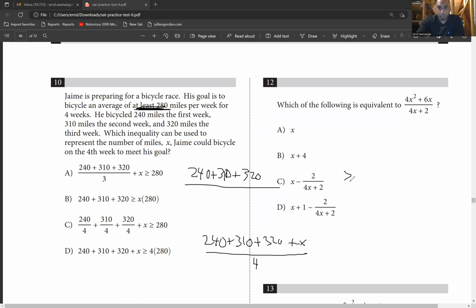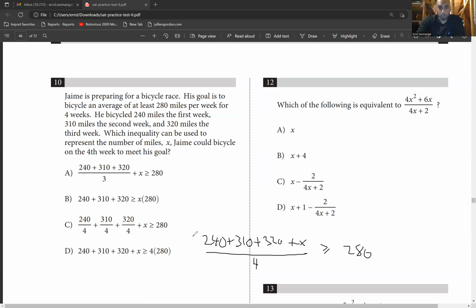So is it this one or is it this one? The first one. Yes. Okay, so which one is that? Would that be C? C. We would also have to divide this number by 4. Let me think about it. Yeah, we'd also have to divide this number by 4.